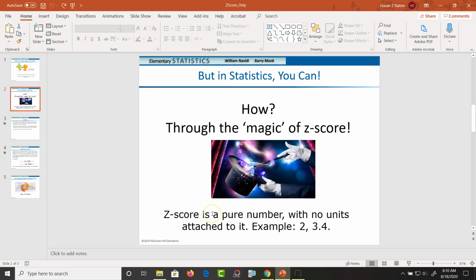A z-score is a pure number with no units attached to it, for example, number 2 or 3.4. In contrast, you have units attached to something like weight that is expressed in pounds or kilograms. Height has a unit attached to it, such as inches or feet. But a z-score is a pure number, which is what allows us to compare apples to oranges.